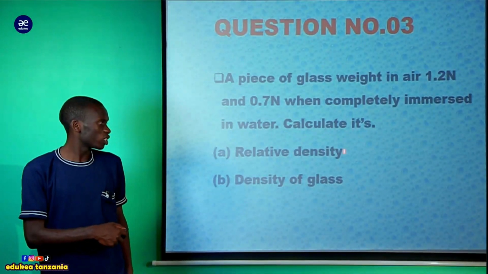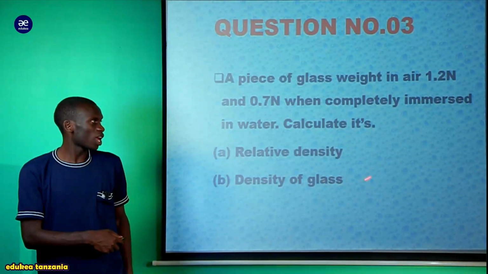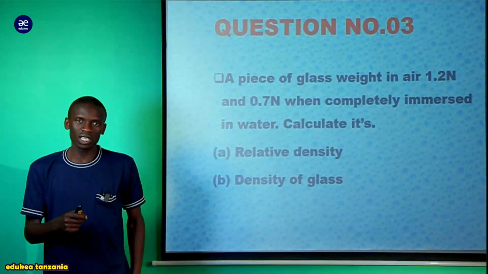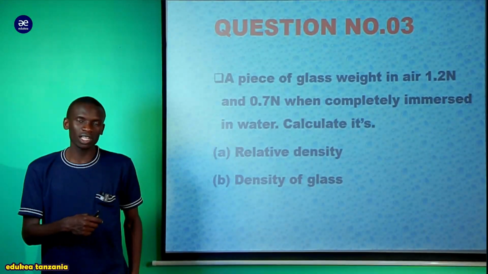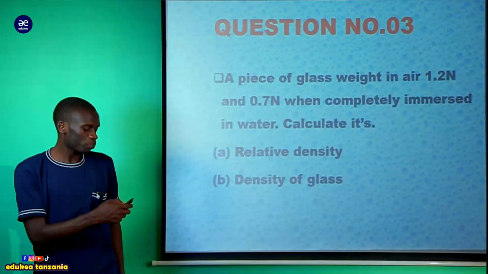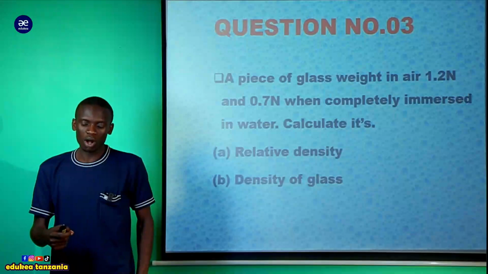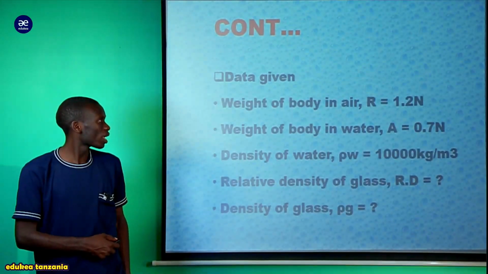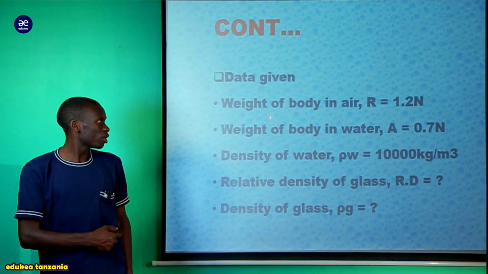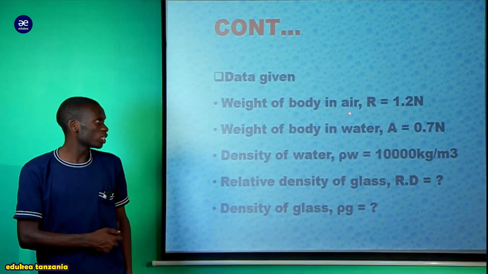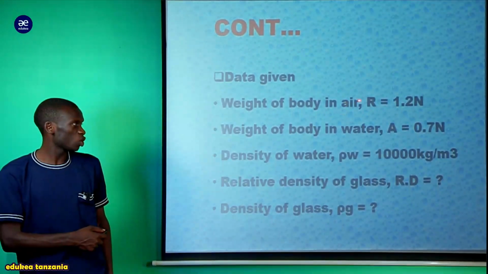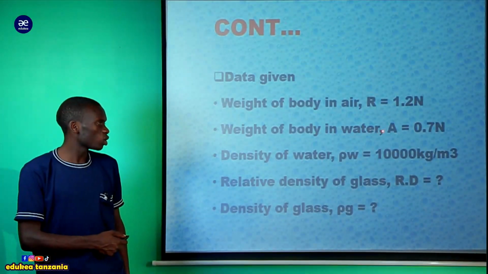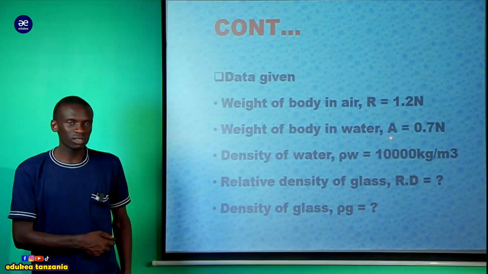So you have to calculate the relative density and density of glass by using this weight data that you have been given. Let's see how the question can be solved. As you said, you are given the weight of the body in air. This is the real weight, equal to 1.2 Newton. We are given the weight of the body in water, the apparent weight, equal to 0.7 Newton.